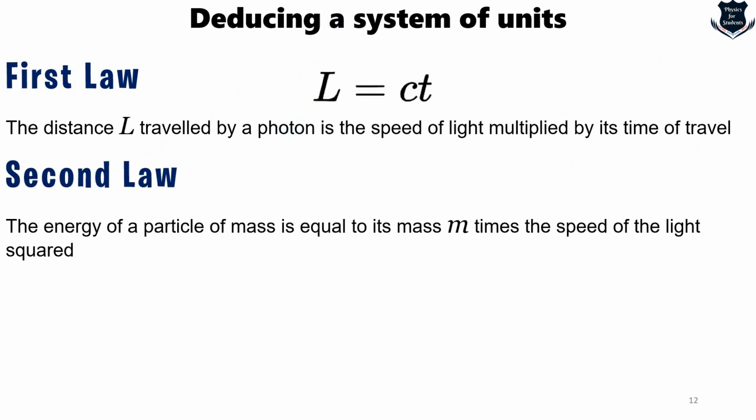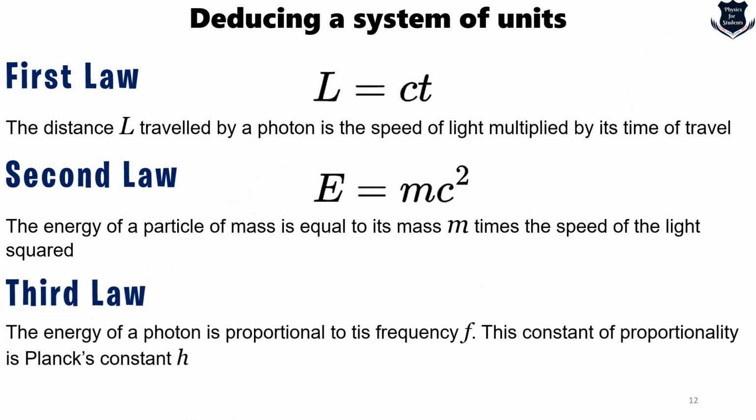Second, the energy of a particle of mass m is equal to mass m times the speed of light squared, which gives the famous Einstein equation. And third, the energy of a photon is proportional to its frequency. The constant of proportionality is Planck's constant: E equals hf, or E equals h-bar omega. If you're watching this video right now, pause the screen and take a note of the first, second and third laws, because I'm going to derive certain equations and show how these systems of units are derived and how they're related to quantum field theory.